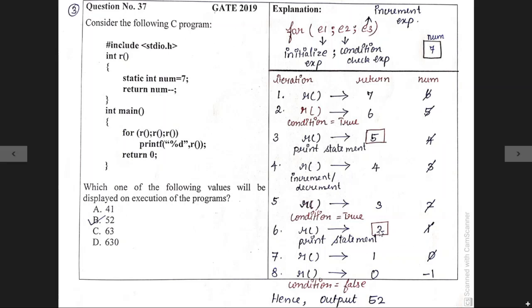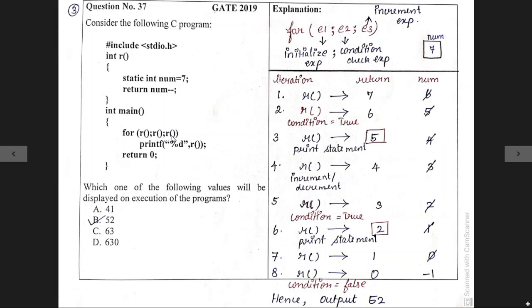Now this 2 is displayed on the output screen because this R function is present inside the printf statement. So 2 gets displayed. Already on the output screen we have 5, and next to that 2 is printed. Totally we have 52 on the output screen. Okay, move on to this increment or decrement expression.